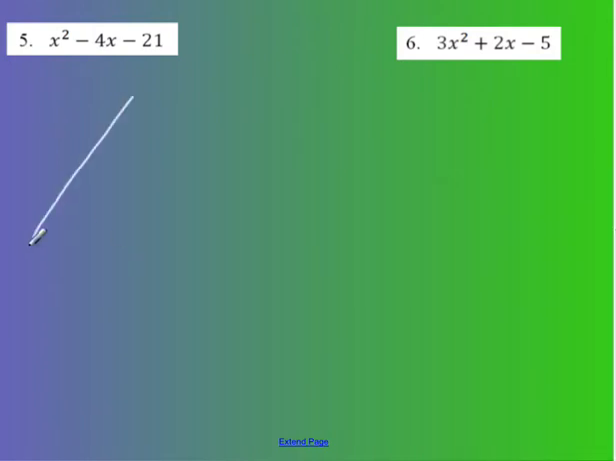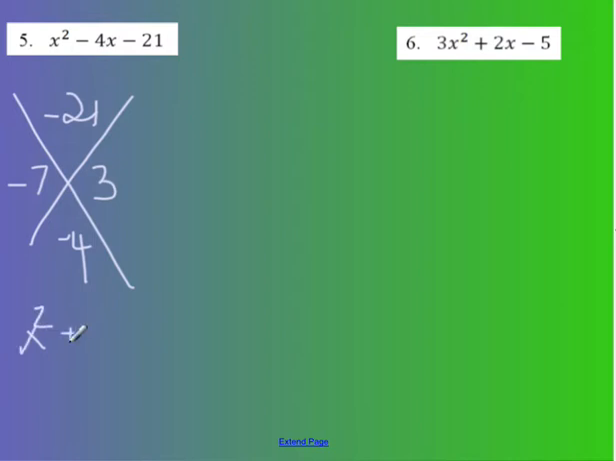So first thing we're going to do is this one, we're multiplying to a negative 21, and we're going to be adding to a negative 4. So things that multiply to 21: 1 and 21, negative 7 and 3. So I'm going to do negative 7 and 3. And now I'm ready to factor by grouping. So I'm going to keep this the same.